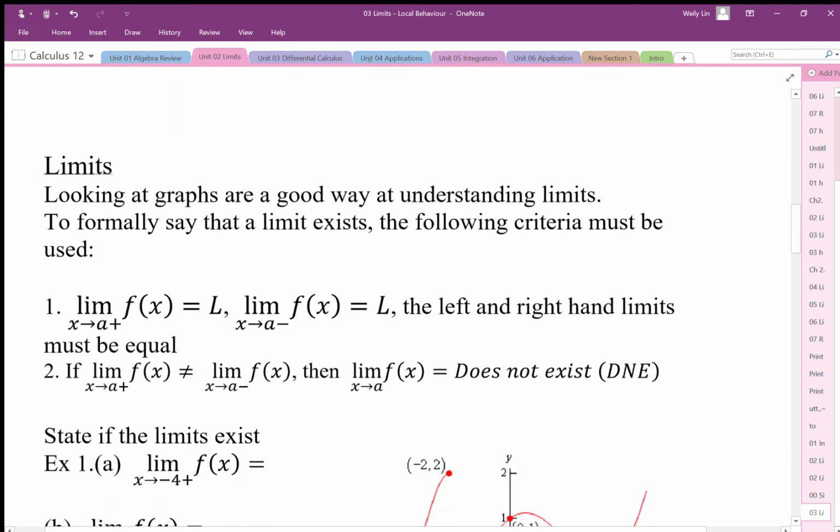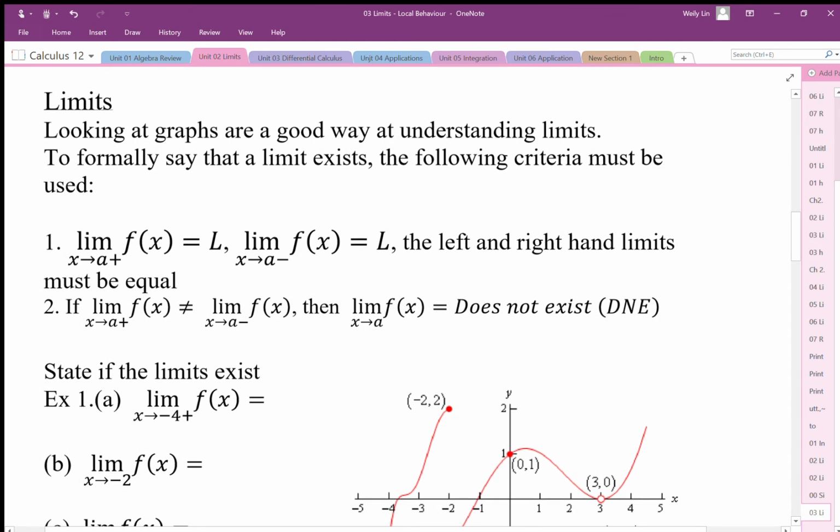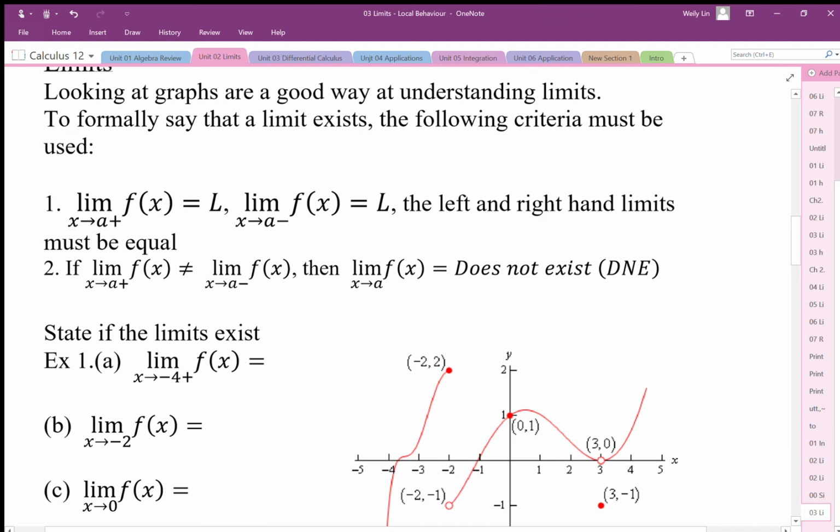Okay, so graphs are the best way of understanding limits. If we can look at something and say that a limit exists, we can actually see it. But we also want to have some formality to this. Some limit formality, and the following criteria is what we're going to use.